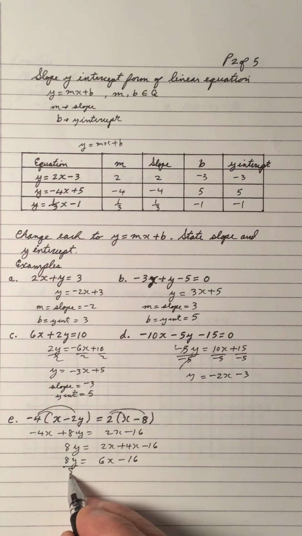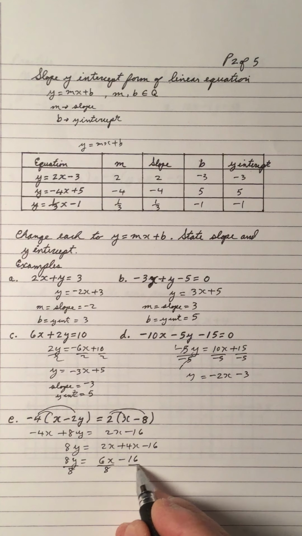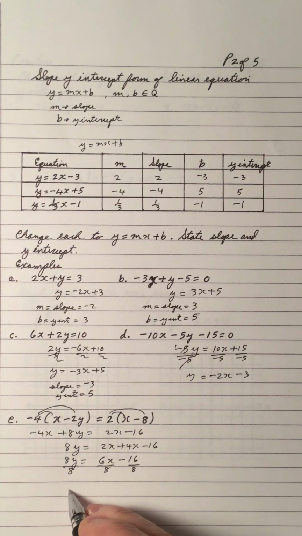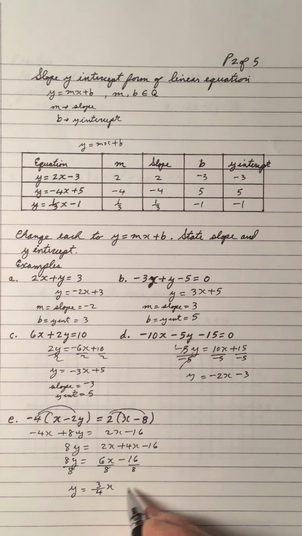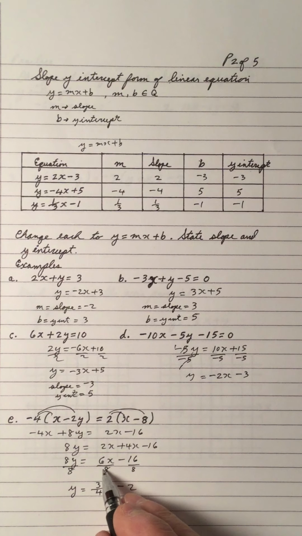And we divide all the terms by 8. So 8 divided by 8 is 1. 6 and 8 can't divide, but by 2, the 6 goes to 3 and the 8 goes to 4. And 16 divided by 8 is 2. We reduce this down because that's the slope.